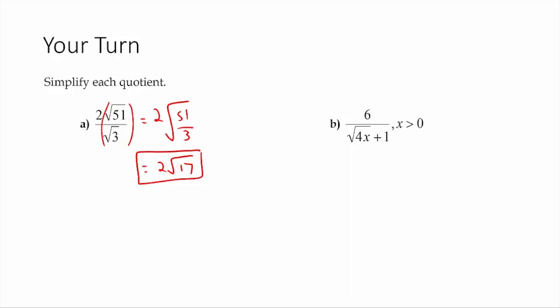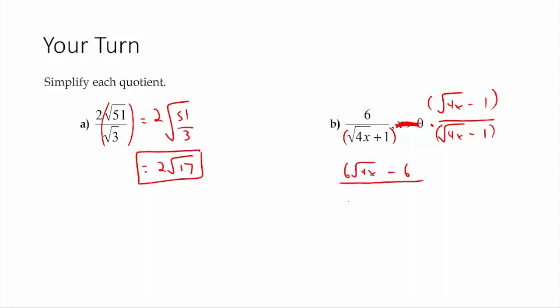With b, I see I have root 4x plus 1, so I'm going to multiply the top and bottom. I'll get this out of the way. I'll multiply the top and bottom by the square root of 4x minus 1, again, so that I can create a difference of squares scenario. And now I can multiply the top. Remember that you have to multiply all the terms. So 6 times the square root of 4x is 6 root 4x minus 6, and that's divided by square root of 4x times square root of 4x is 4x plus root 4x minus root 4x minus 1.